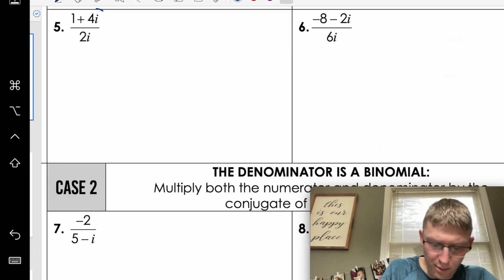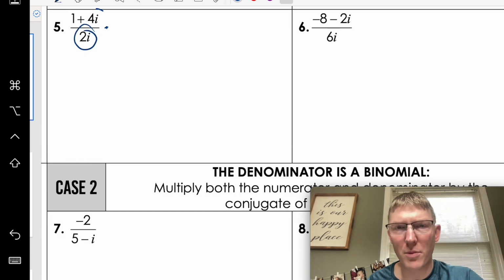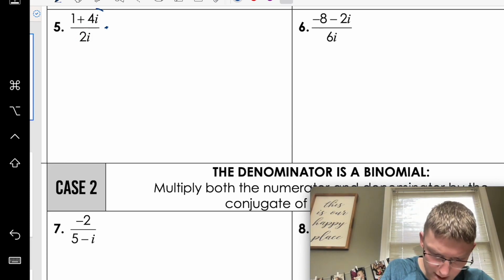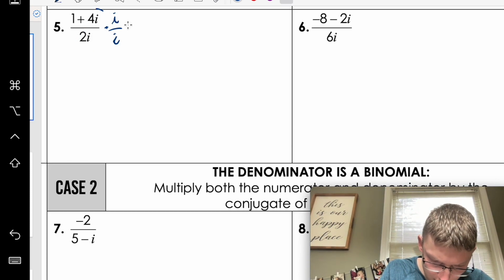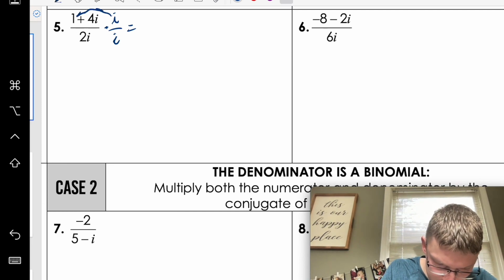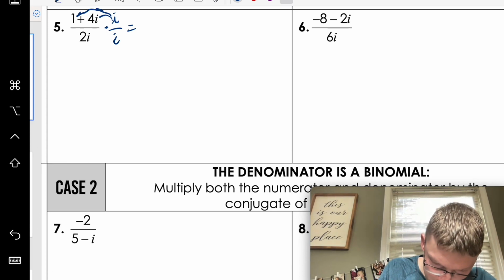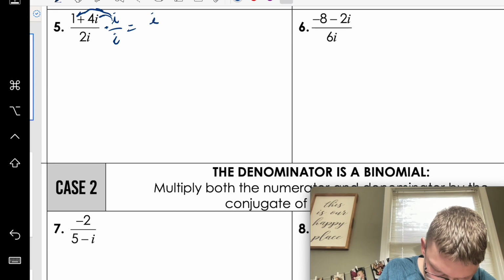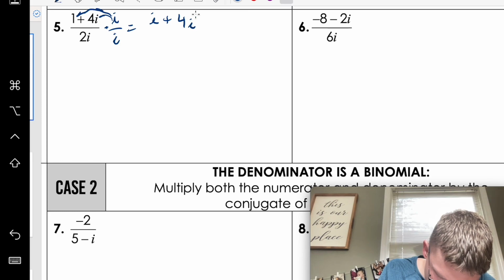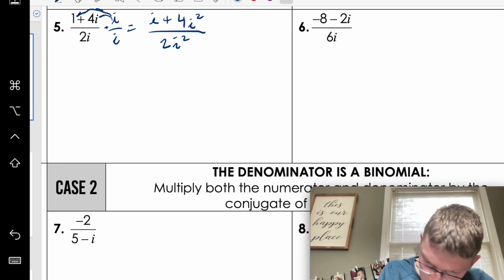Two more quick examples. Here we've got a 2i on the bottom. You don't actually have to multiply by 2i over 2i. i over i is just fine. That will get rid of that i in the denominator. So we're going to save ourselves a little bit of math. The i gets distributed to both parts right there. Then we're just going to multiply across the top. So we've got i times 1 is i, plus i times 4i is 4i squared, all over 2i squared.